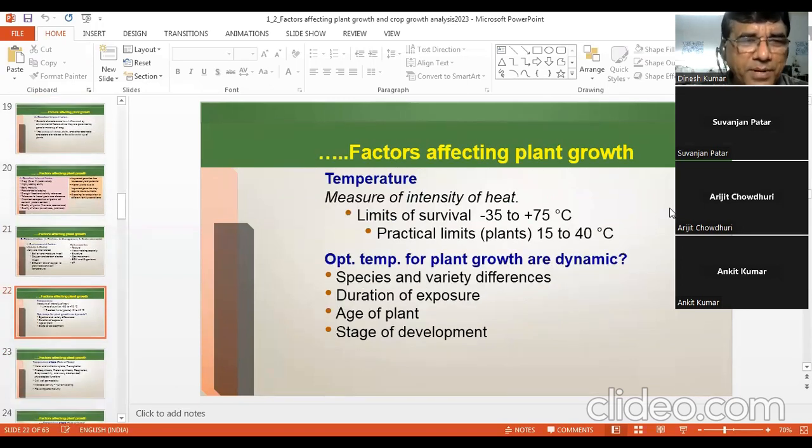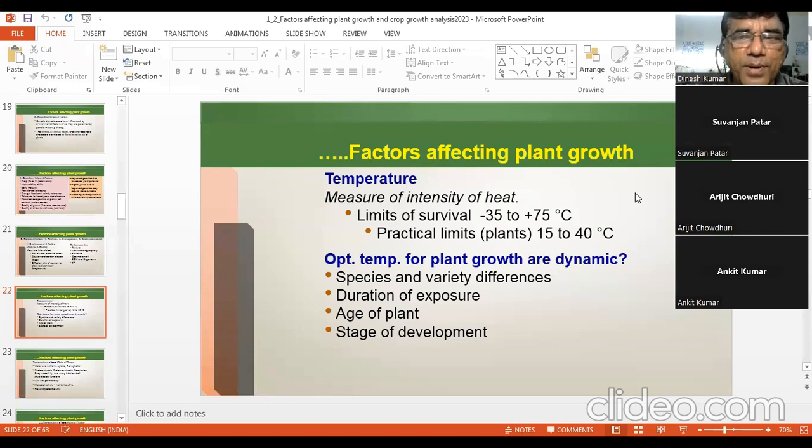Now we start with the temperature, because temperature is very, very important. If I ask you, what is temperature? Then you can remember just 3 words. You can remember 3 words, you can define the temperature. It is measure of intensity of heat. You can remember temperature is the measure of intensity of heat.